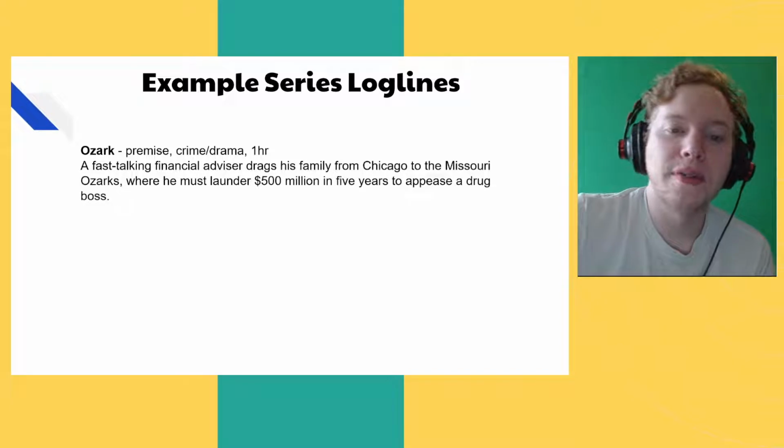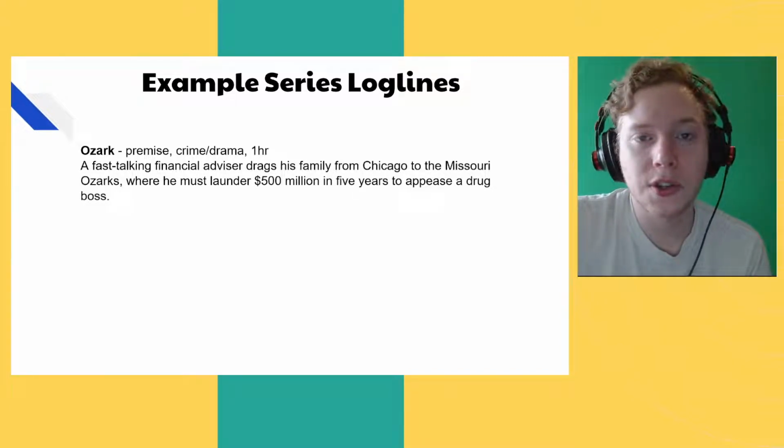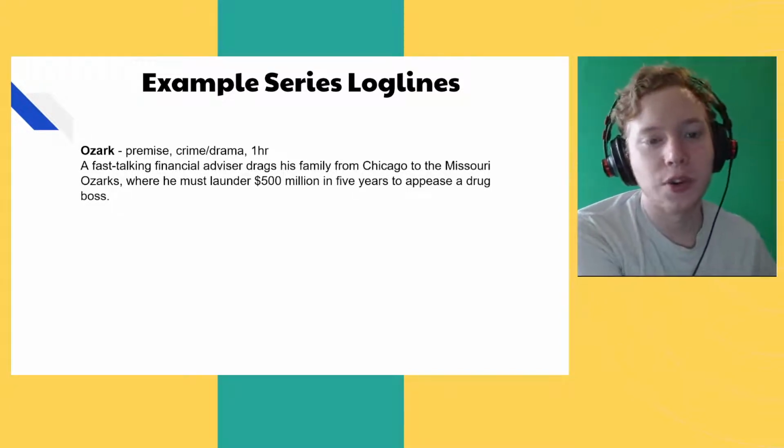A fast-talking financial advisor drags his family from Chicago to the Missouri Ozarks, where he must launder $500 million in 5 years to appease a drug boss.